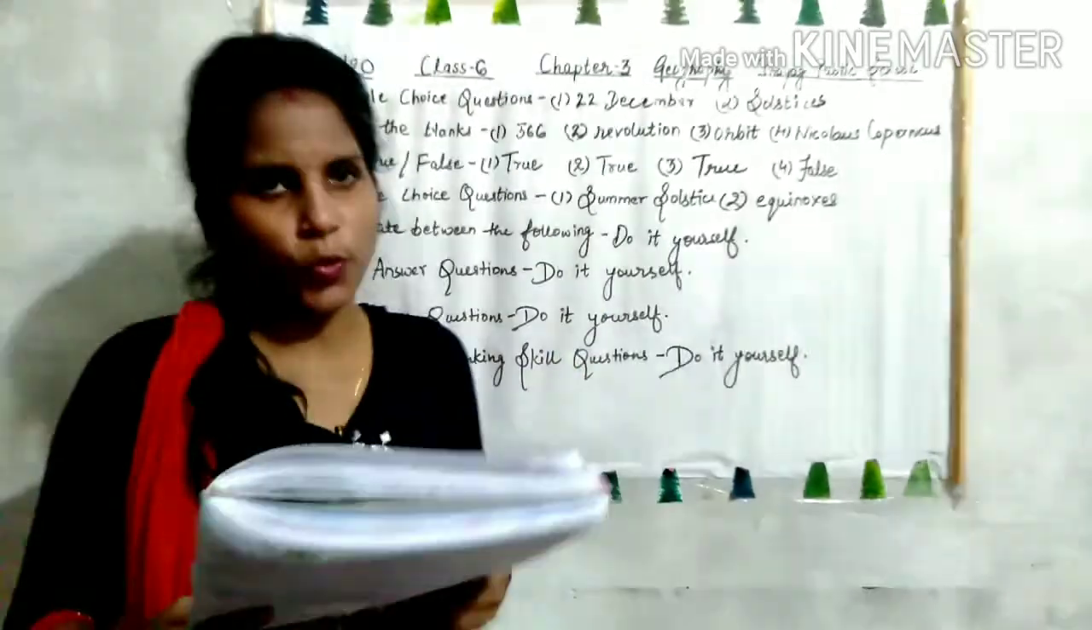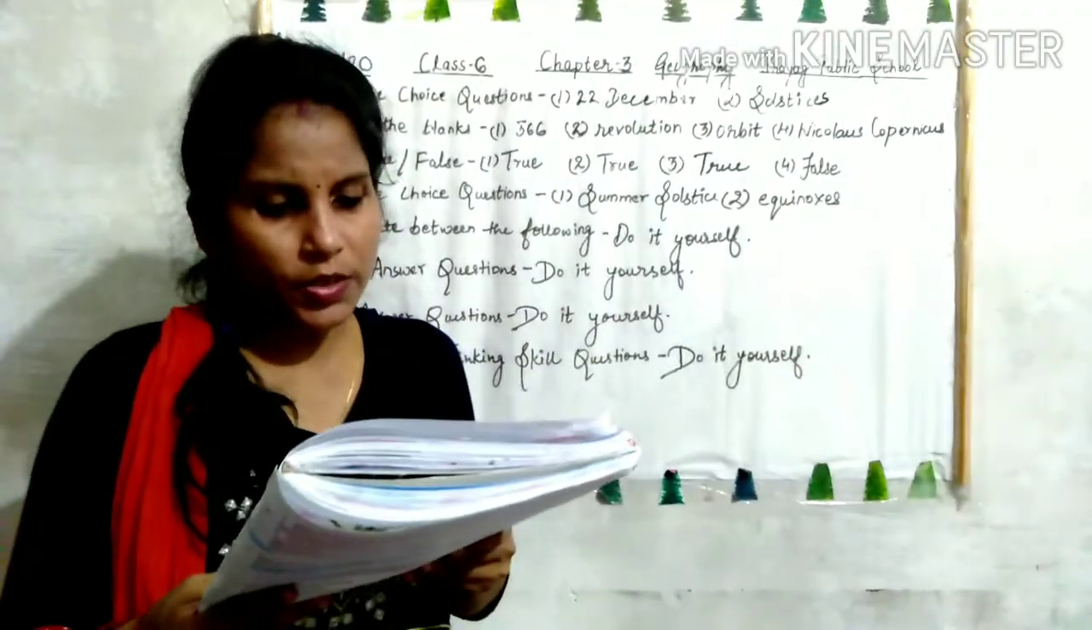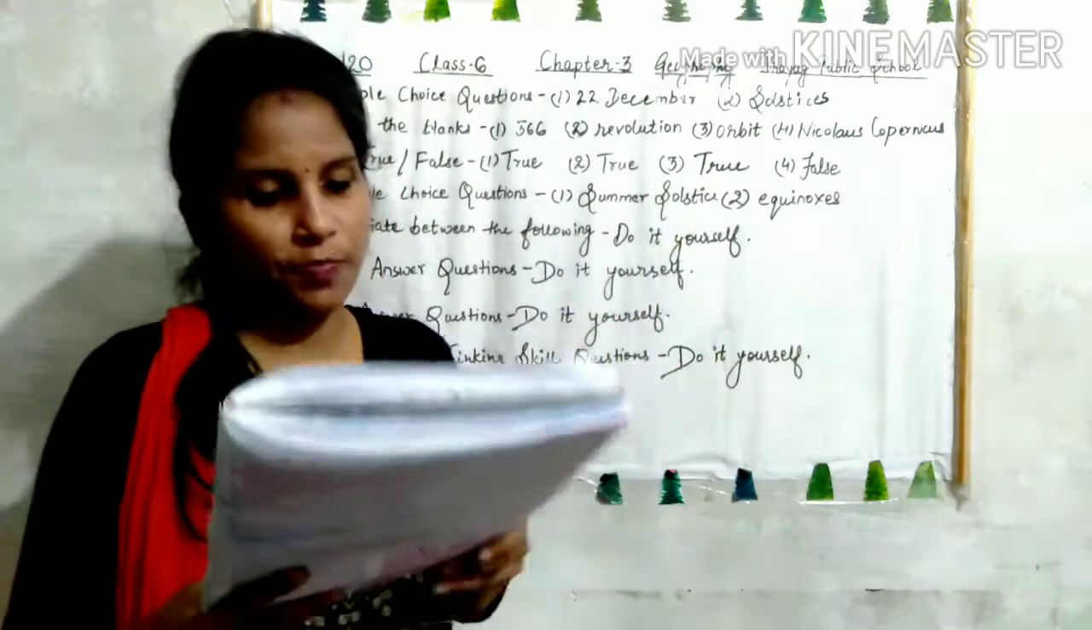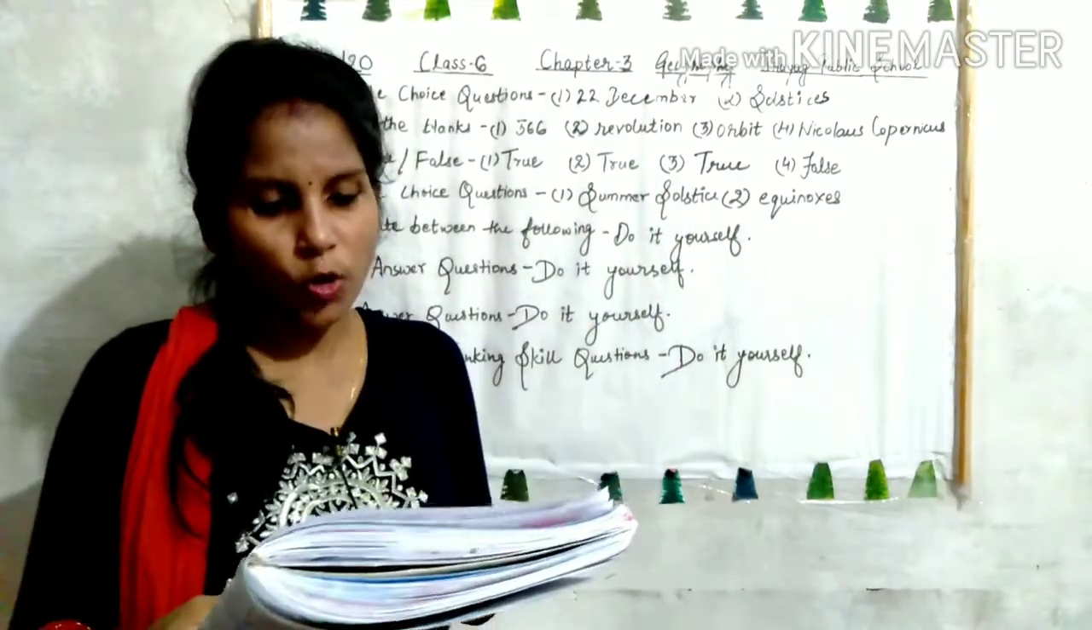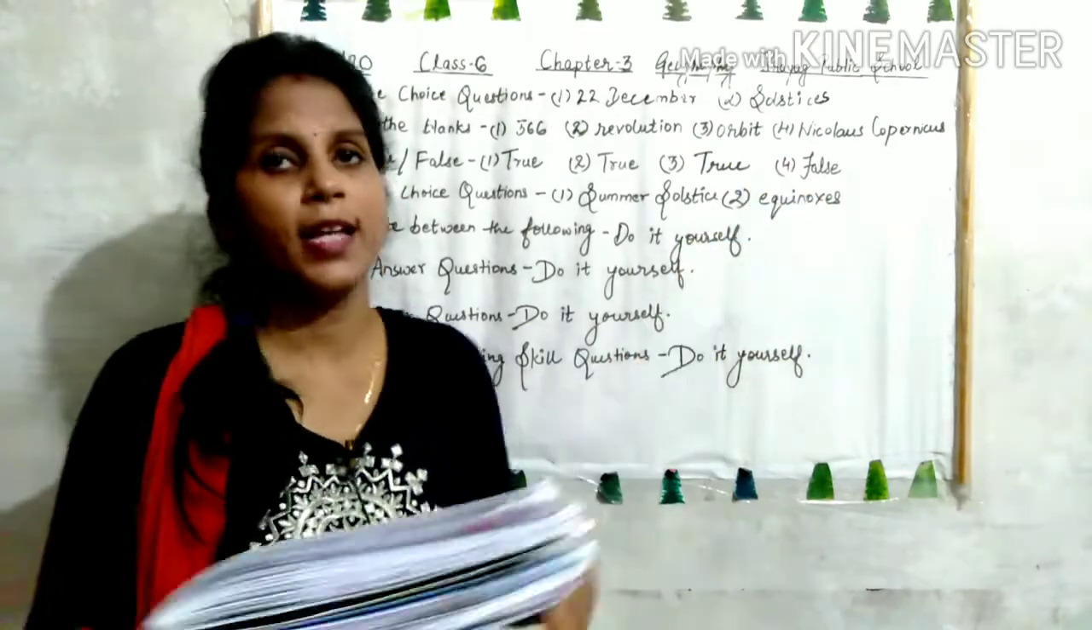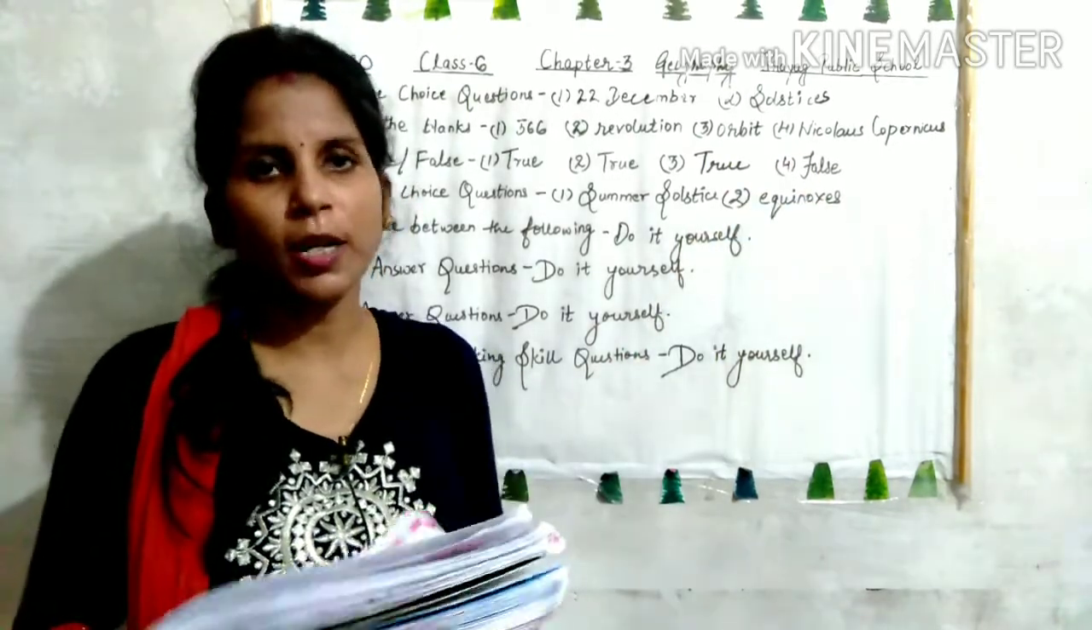The answer is true. Then third, the earth revolves around the sun from east to west. Answer is true. Then fourth one, the earth's orbit around the sun is completely round. Answer is false. It is elliptical, not completely round.